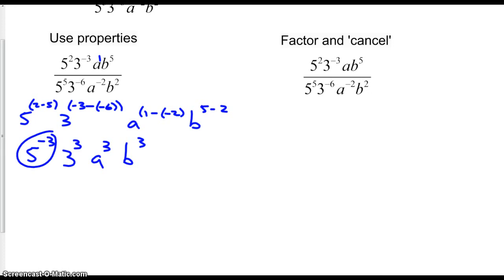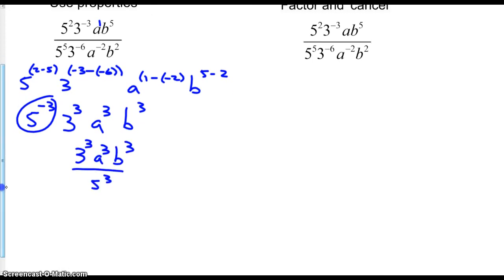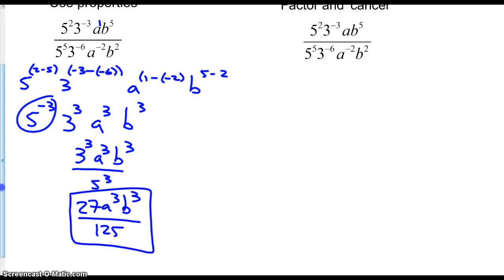And that would be, what is that? That'd be 3 cubed, a cubed, b cubed over 5 cubed. And, you know, we should probably go ahead and fully simplify. 3 cubed is 3 times 3 is 9 times 3 is 27. So that would be 27 a cubed b cubed over, and 5 times itself 3 times is 125. So that's what that simplifies to if I use properties.